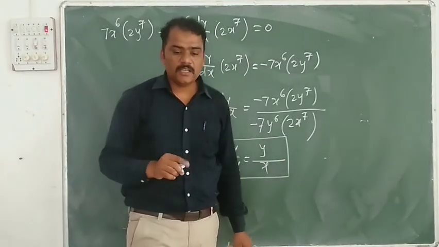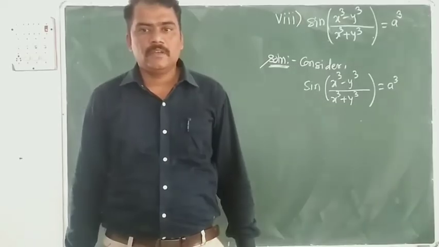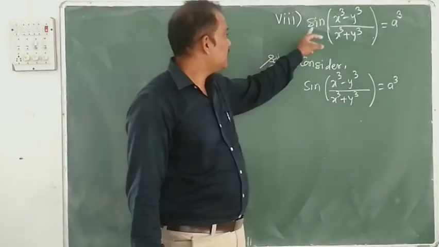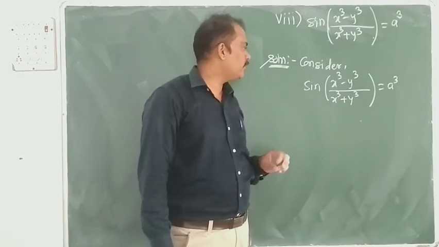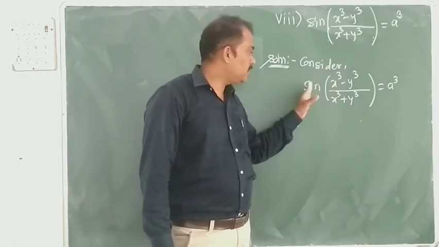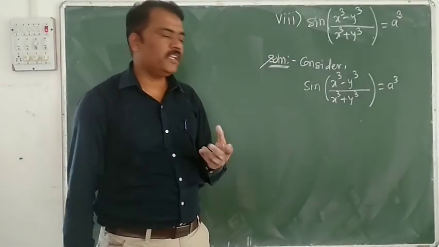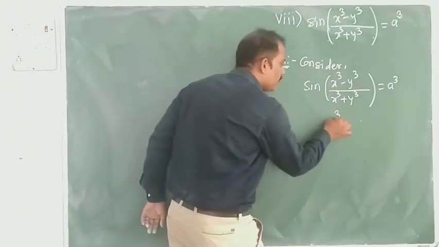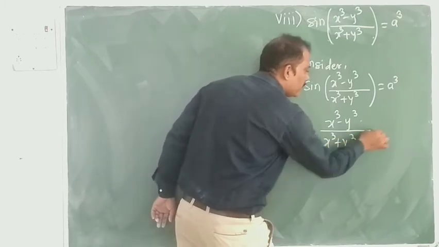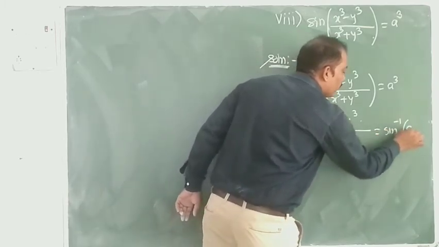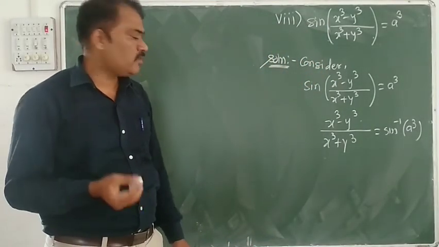Now we have to discuss example number 8 from question number 4. From question number 4, we discuss the last example: sin of (x cube minus y cube divided by x cube plus y cube) is equal to a cube. First of all we have to transfer this sine to the other side, it becomes sin inverse of a cube, so that we can take the derivative very easily. So (x cube minus y cube) divided by (x cube plus y cube) is equal to sin inverse of a cube. A cube is a constant, so sin inverse of a cube is also constant.